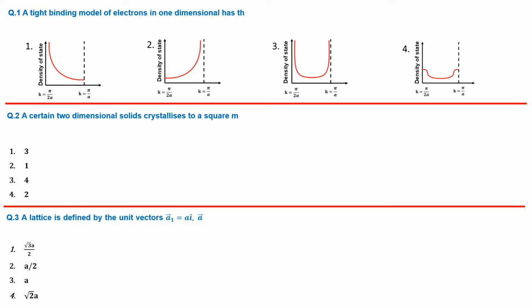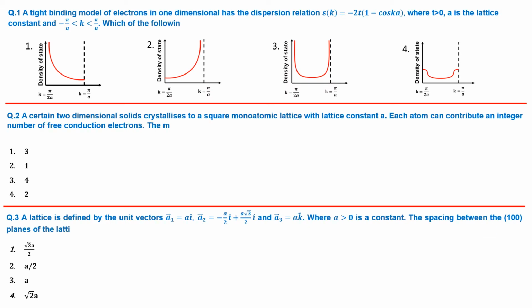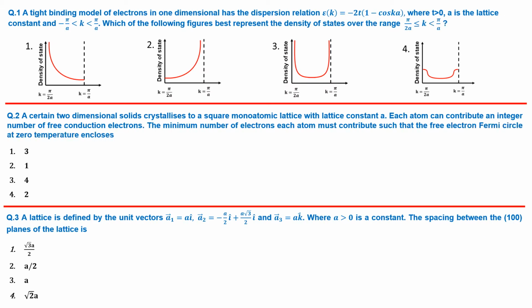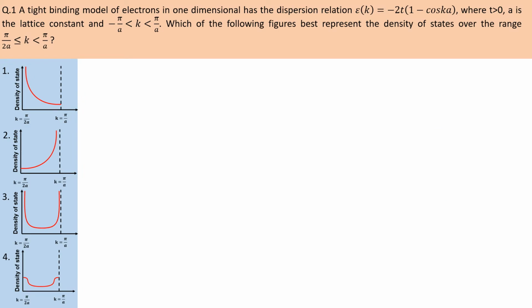In the November 2020 CSIR-NET physical science paper, 3 questions were asked from condensed matter physics. Let's solve these 3 questions. A tight binding model of electrons in one dimension has the dispersion relation given. Which of the following figures best represents the density of states over the range given?